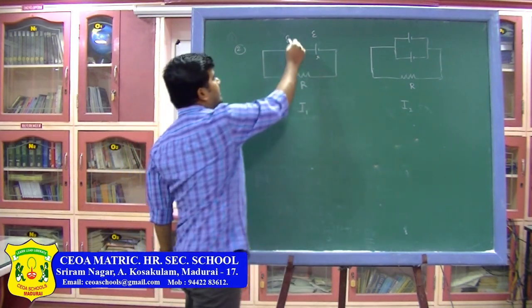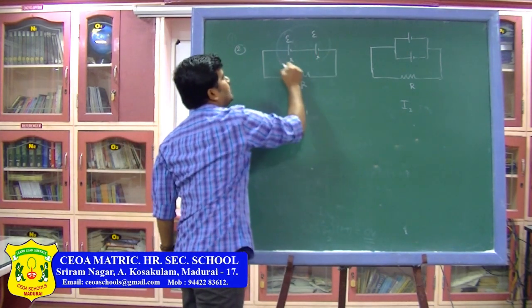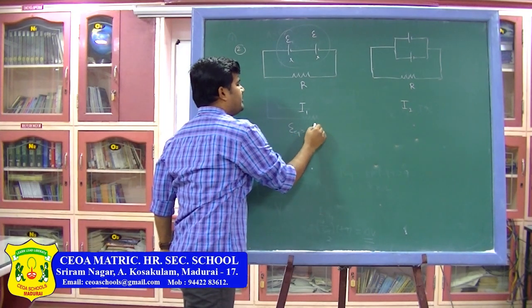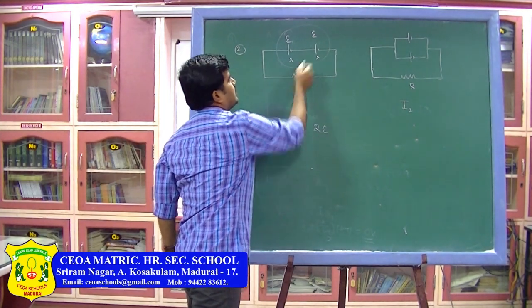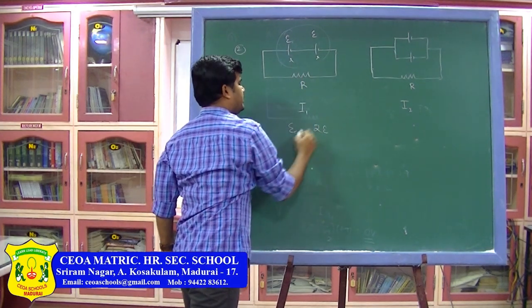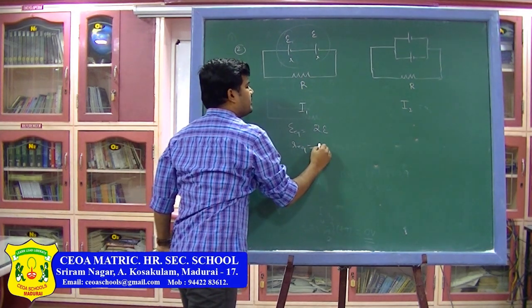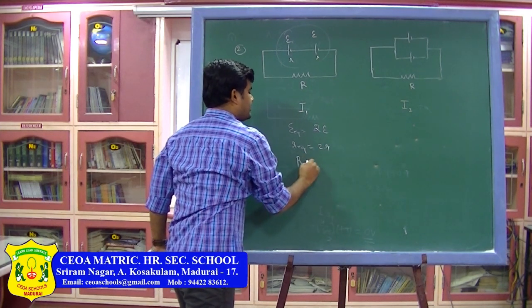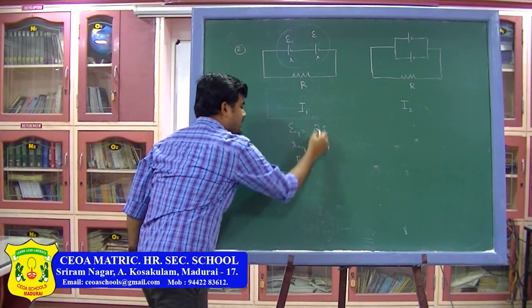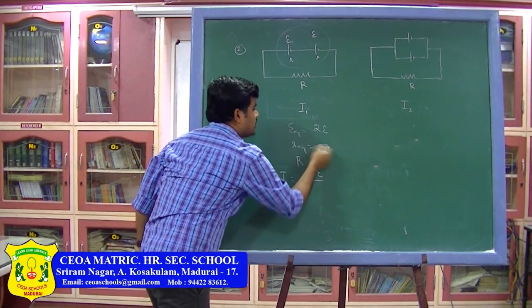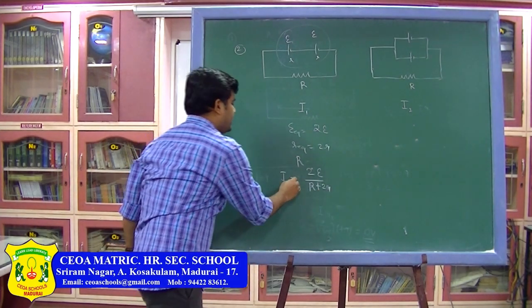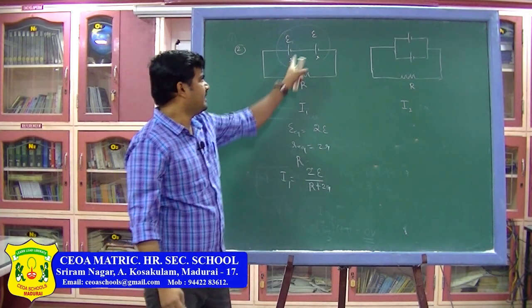So, we know that the effective EMF of two cells in series combination, that is E equivalent in this case, is E plus E, which is 2E. And the effective internal resistance is r plus r, which is 2r. So, here r equivalent is equal to 2r, and the external resistance value is given. Now, the current in the circuit I is equal to the total EMF 2E divided by the total resistance, capital R plus 2 small r. This is the current in the first case.